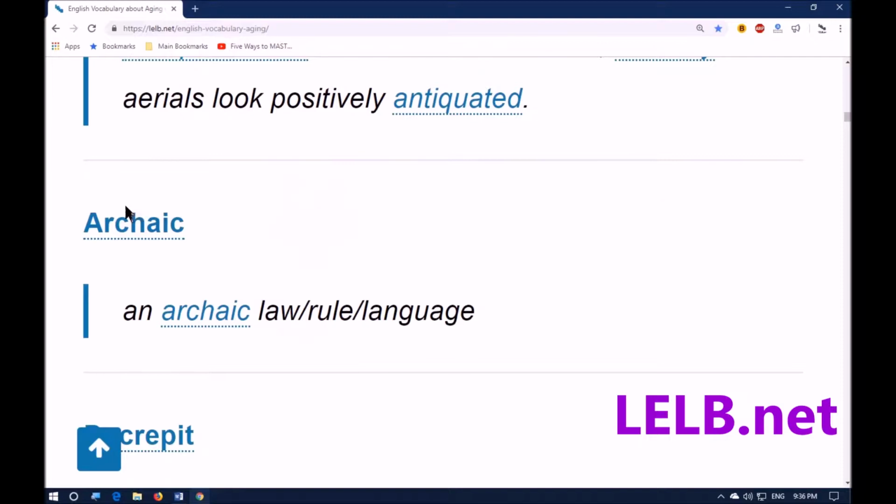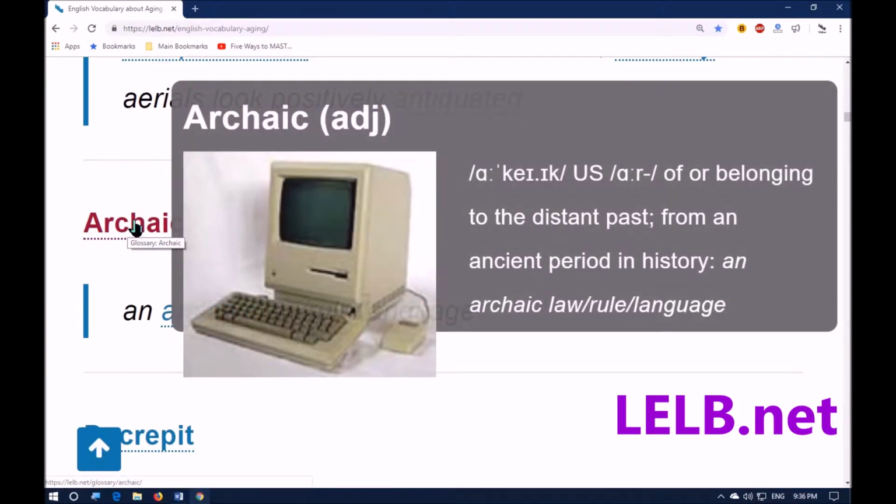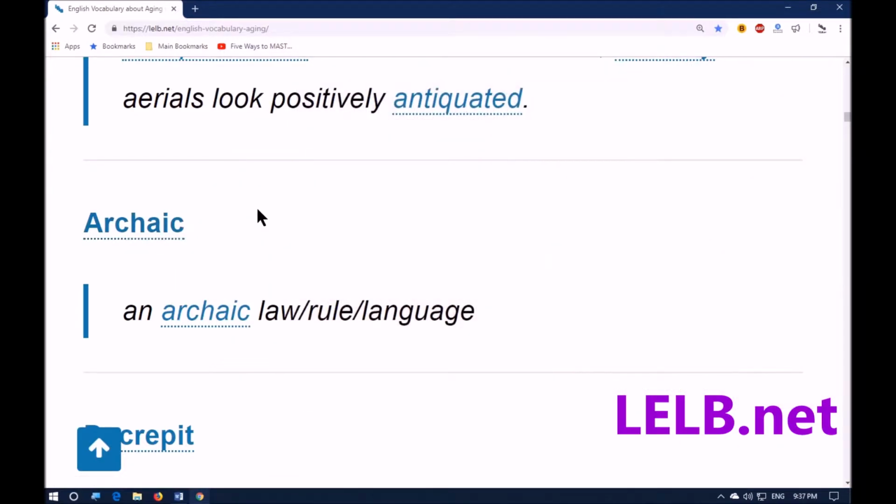Next word. Archaic. Archaic means belonging to the distant past, from an ancient period in history. An archaic law, rule, or language.